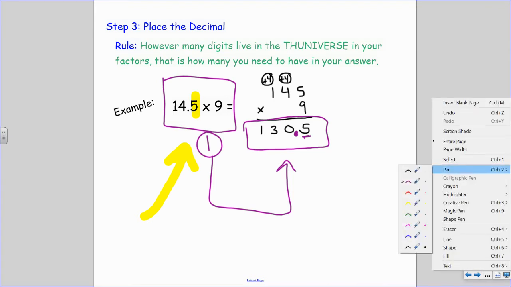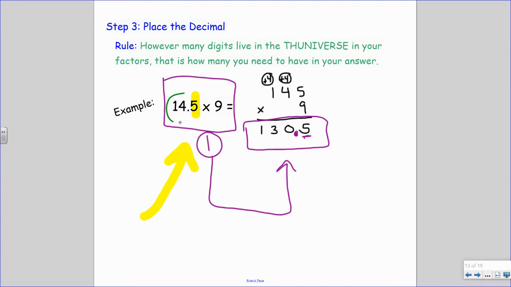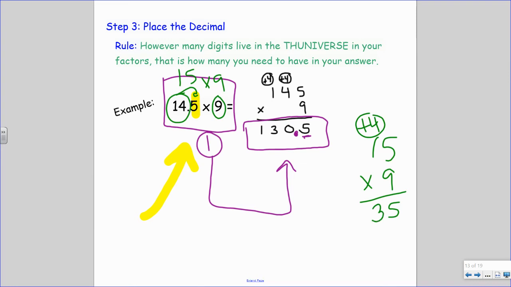And again, guys, estimation is key. This is about 15. This is about 9. And I don't know what 15 times 9 is off the top of my head, but if I do just a little quick problem here, I know that this answer should be about 135.